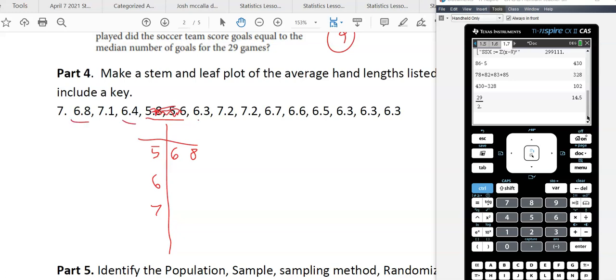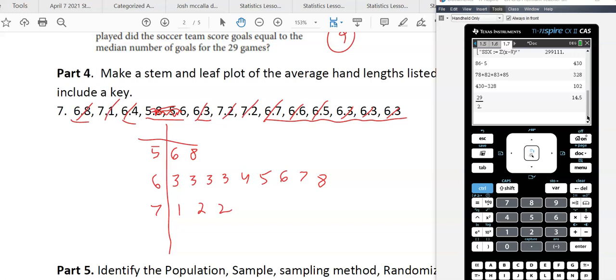Underline the 6s here so I can kind of think through them. So a lot of 6.3s. 6.4, there's one 6.4, one 6.5, one 6.6, 7, and 8. Okay, I think I got all those, and then 1, 2, and 2. I think I got all those.